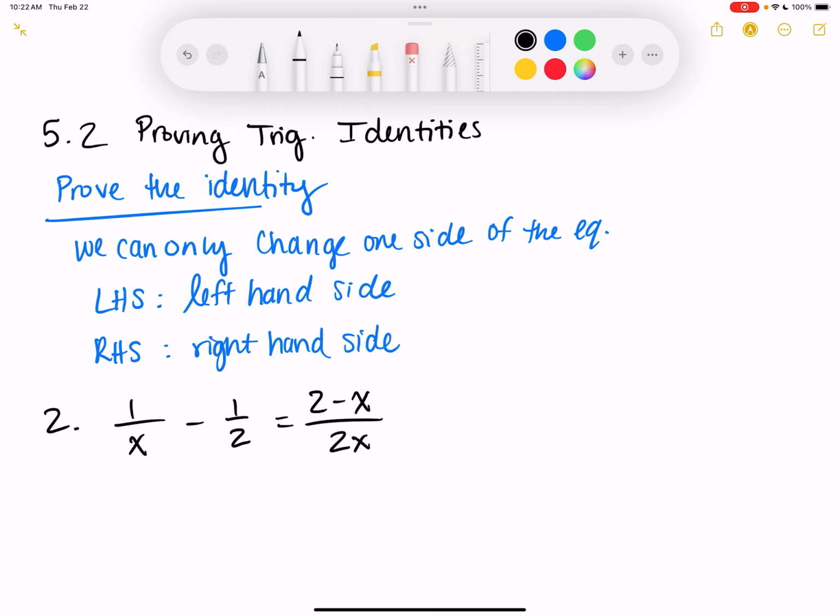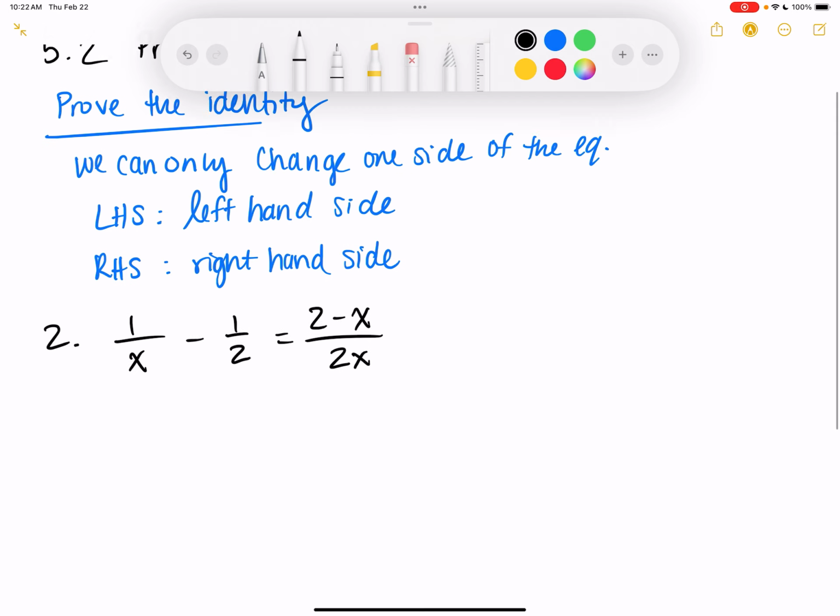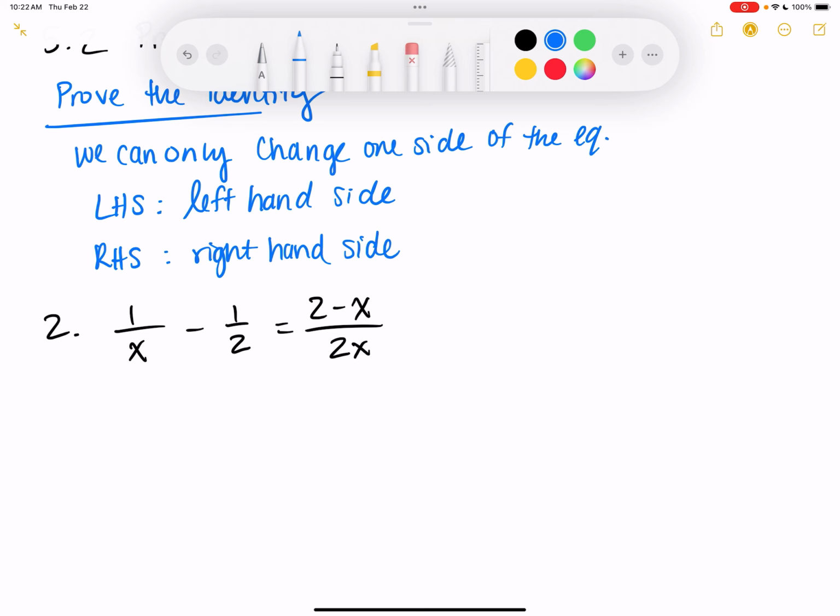Anyways. All right, so we need to make the left side look like the right side. Any ideas on where I should start? Common denominator. How would I do that? We multiply the one with the x by 2 over 2 and multiply the one with 2 by x over x. I feel like they didn't leave enough space this time. So 2 minus x over 2x equals 2 minus x over 2x.